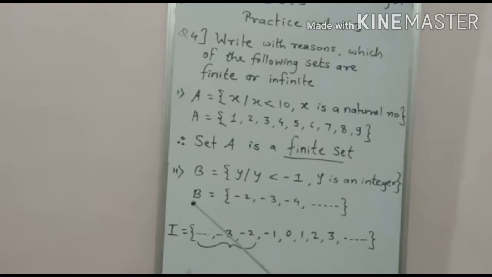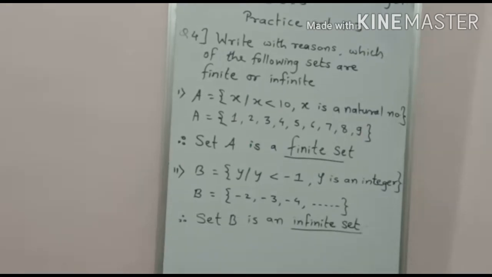like these, infinitely many numbers which are less than -1. Here we write the set B in listing method as B equals, in curly brackets, -2, -3, -4, and infinitely many numbers, and infinitely means uncountable. Hence we say that set B is an infinite set.